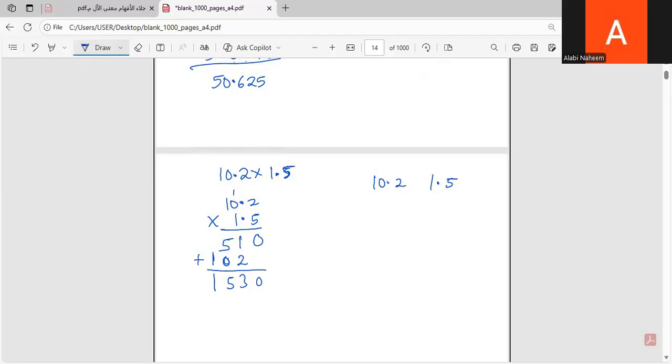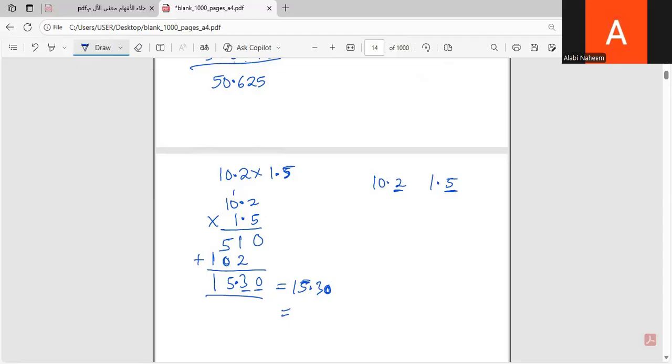You can see that in this number there's one digit after the decimal point, and here also one digit after the decimal point. Now we should have two digits after the decimal point in the answer. So we place the decimal point here, after 1 and 2. Exactly. Can you see? 15.30.